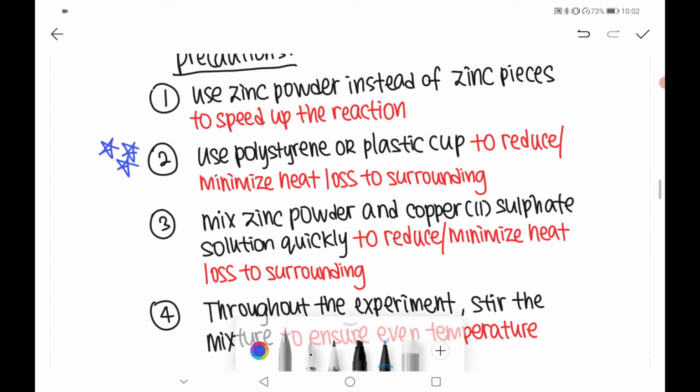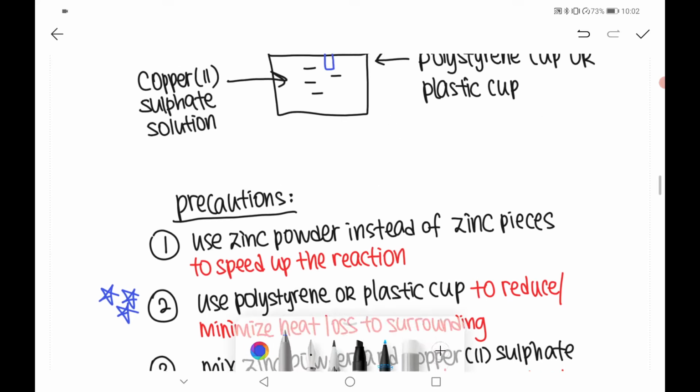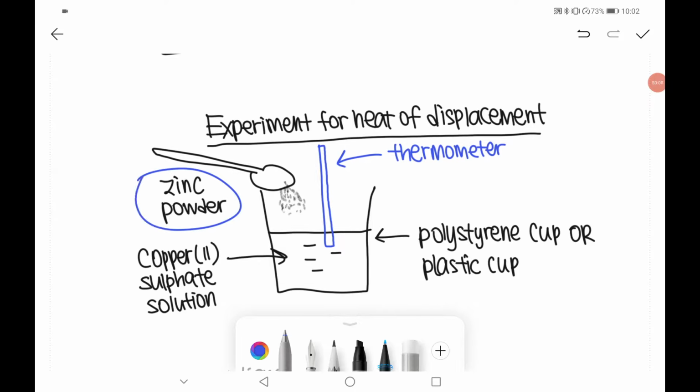So these are 4 important steps that we must know, okay? Let me repeat one more time. Why do we add in the zinc in powder form? Because with powder, the reaction is faster. So we add in the powder to speed up the reaction, okay?